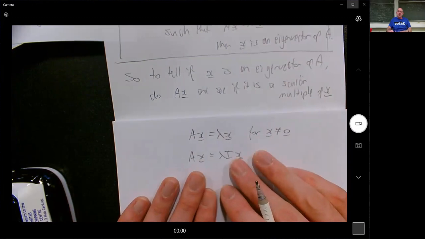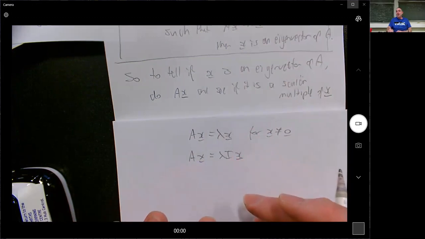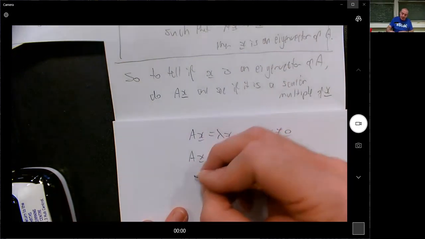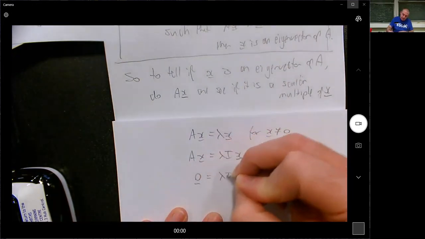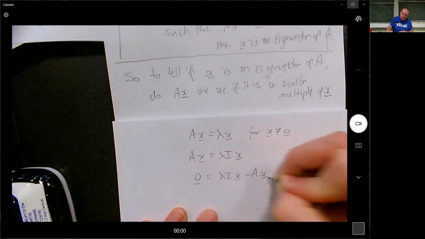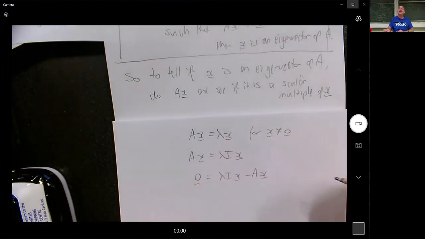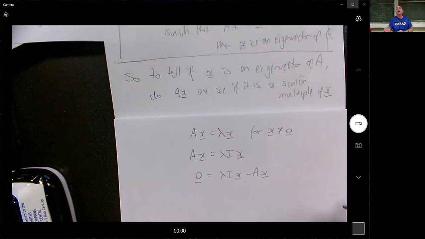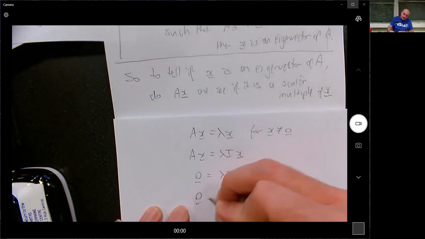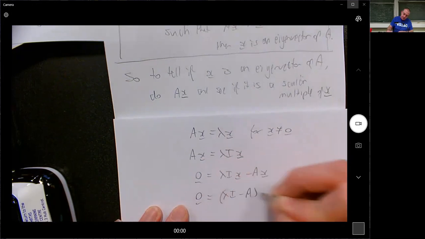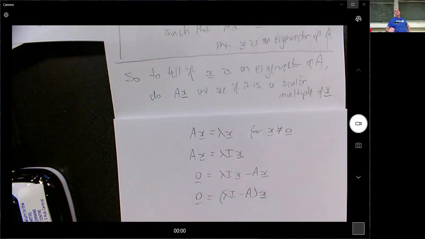Now, can I just check something? Does your lecturer prefer to do A minus lambda I, or do they prefer to do lambda I minus A? Or do they do both? They both are fine. Sorry? What's that? Yeah, cool. You do that? Yeah, cool.